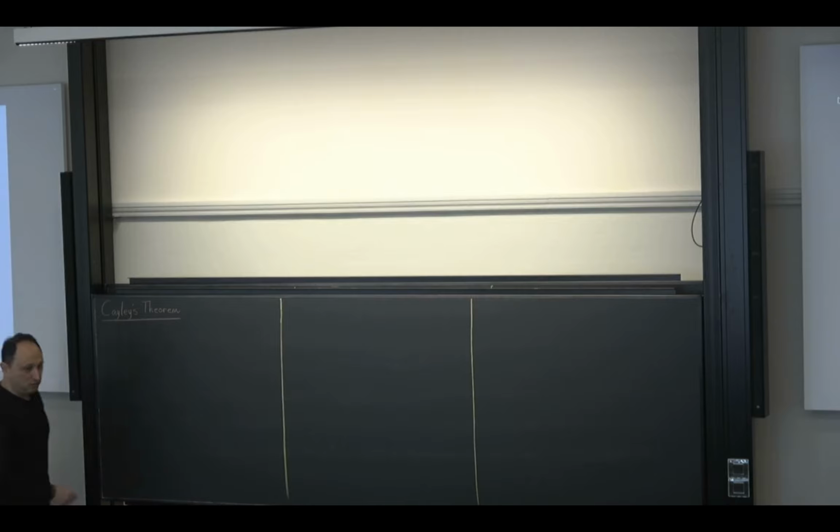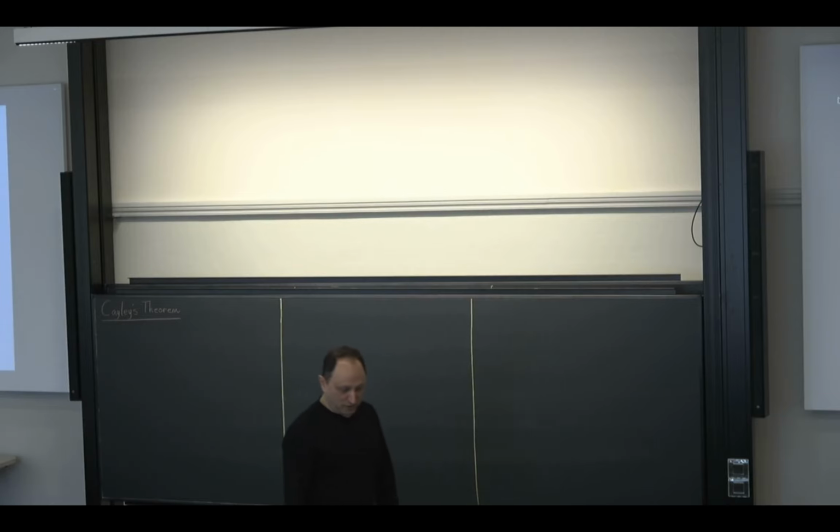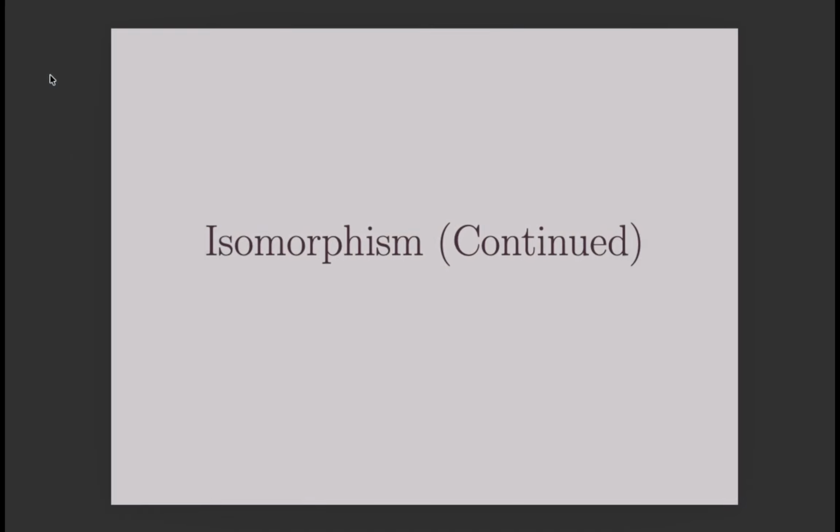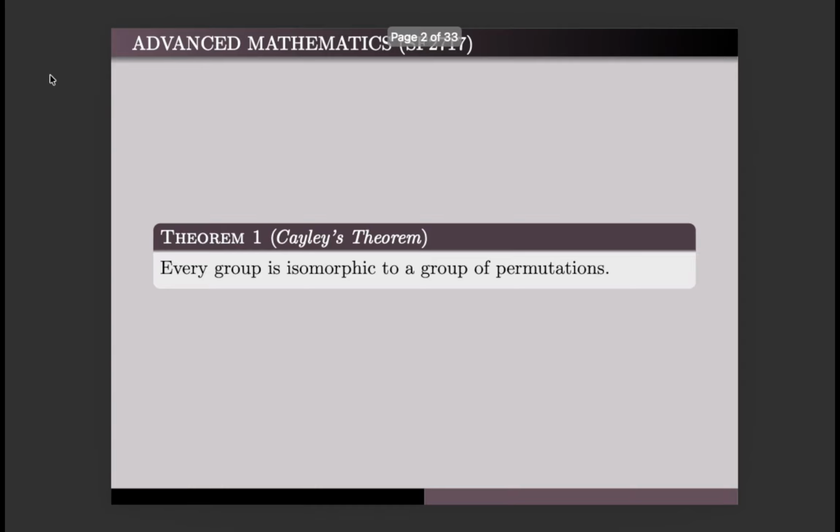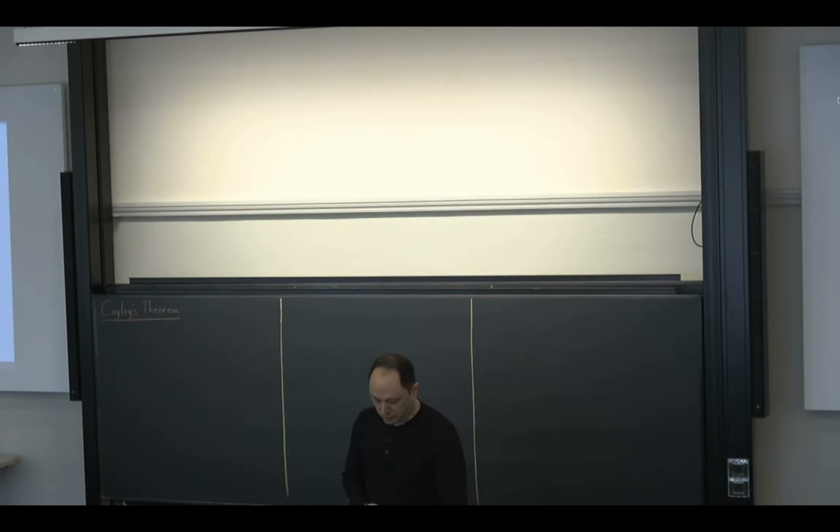Okay, so let me show you. Do you remember what was the content we just talked about yesterday? Every group is isomorphic, in other words, in an unofficial way, it is a carbon copy of a group of permutations. So every group that you have is a carbon copy of a group of permutations.